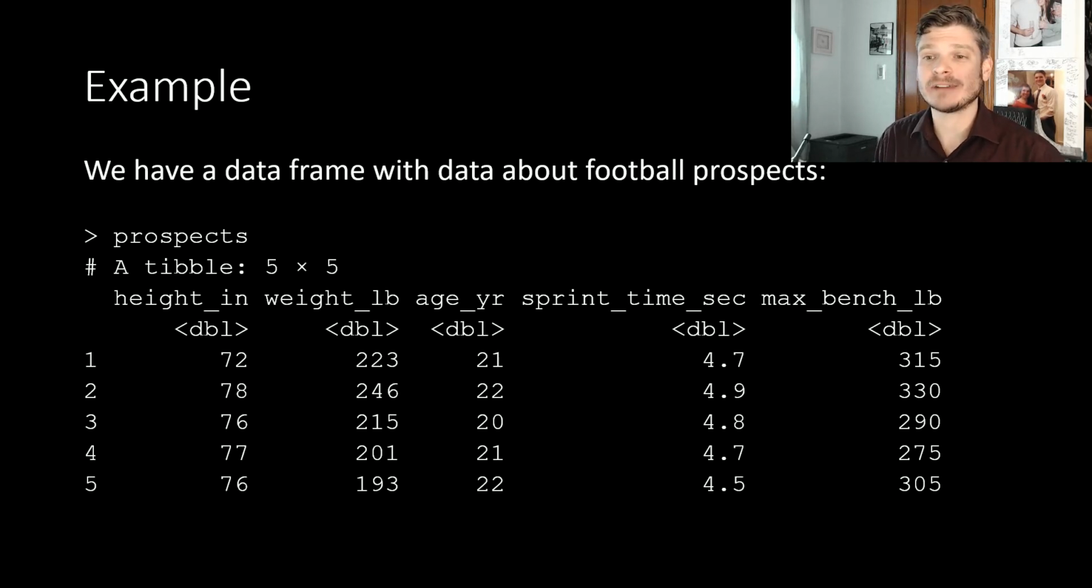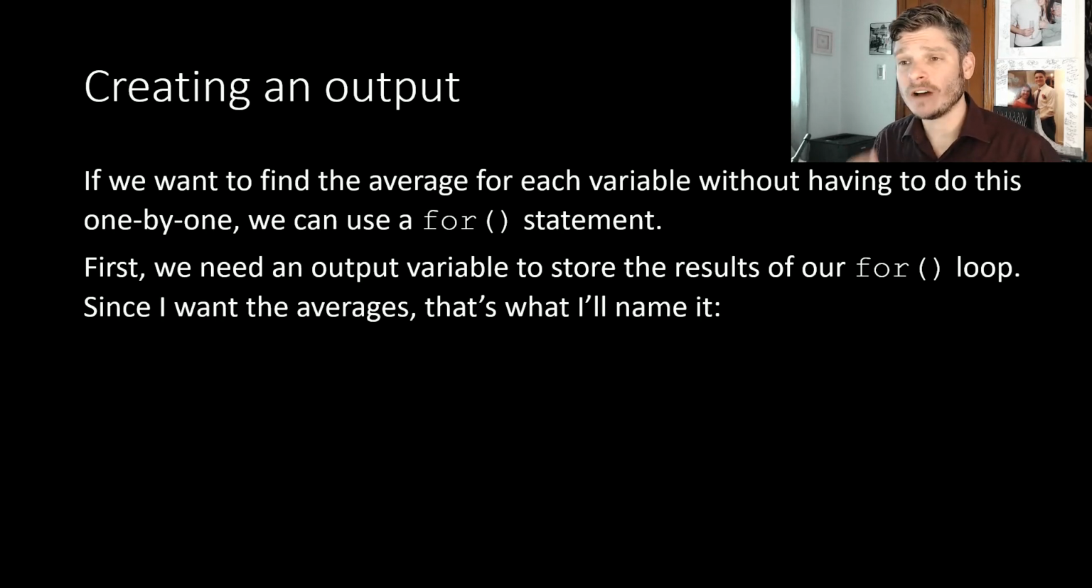So let's say we have a data frame that is about football prospects. And it looks like every variable, height, weight, age, sprint time, and the max bench press, those are all numerical values. So everything in this data frame is stored as a number. So let's say I want to find the average of every single one of those variables. Now, I could run through and write the code to find each average one at a time, but that's not super efficient. I want to instead use a for statement, which is going to allow me to run through it one at a time and find the averages.